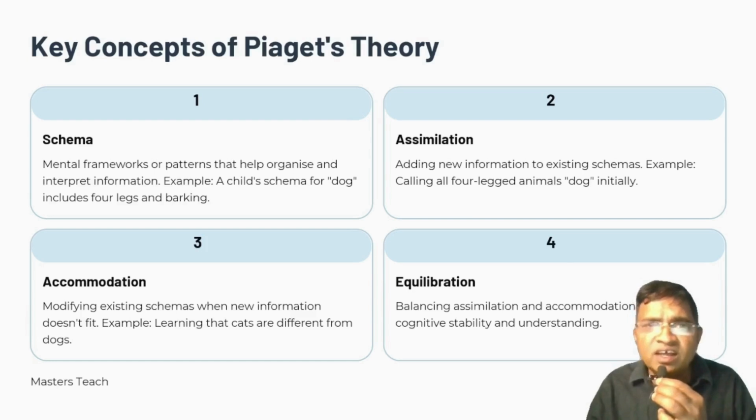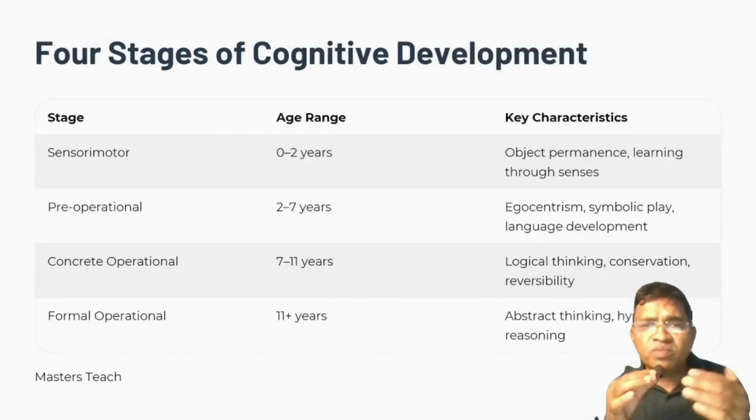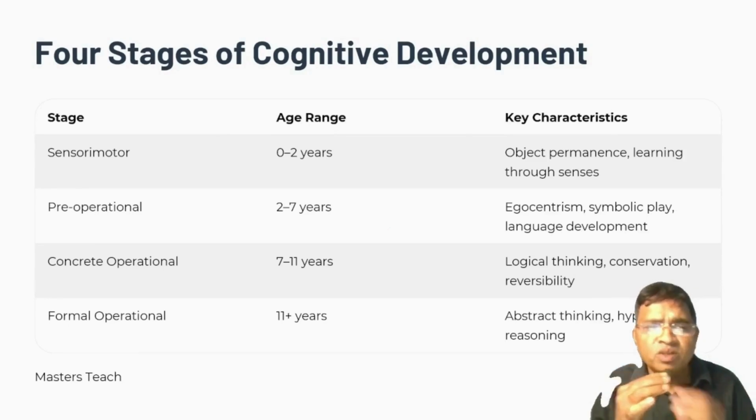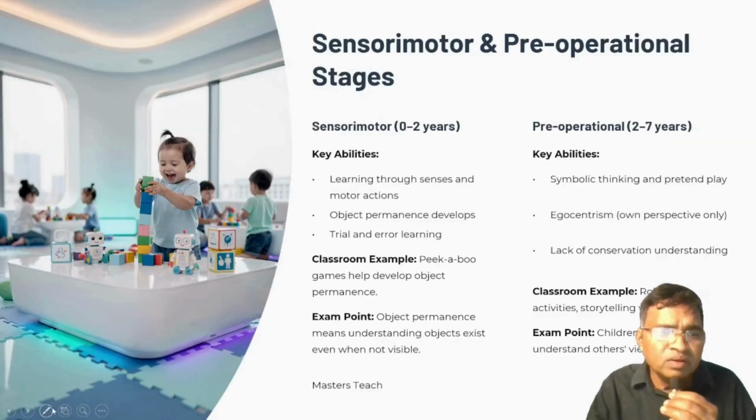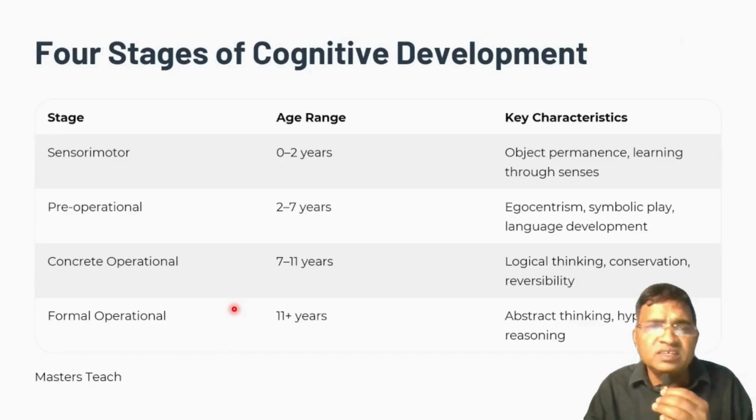So let us check next. As per Jean Piaget, there are four stages in cognitive development. Yes, cognitive development in four stages.